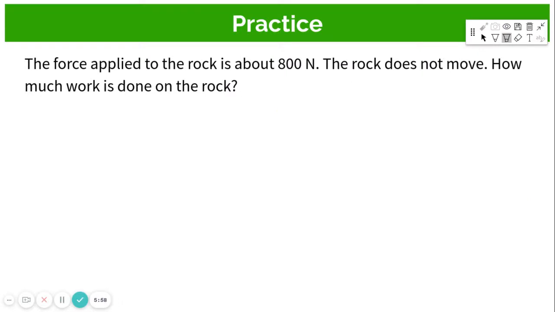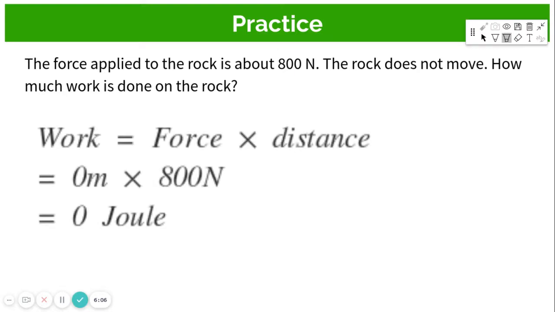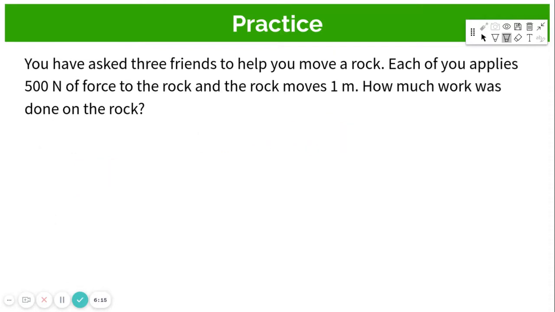The force applied to the rock is about 800 newtons. The rock does not move. How much work is done? Okay, work that out in 3, 2, 1. The answer is 0 joules because the distance is 0 meters. So 800 times 0 is 0 joules. Like we said earlier, the object has to move.